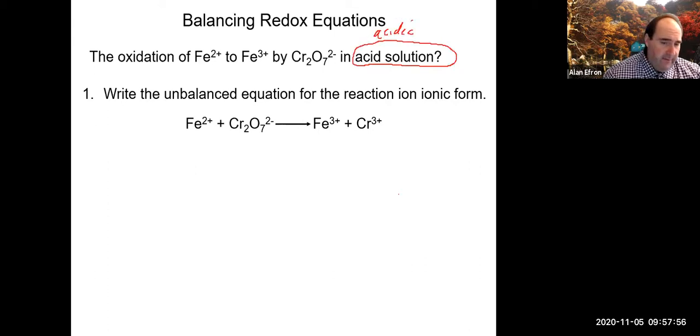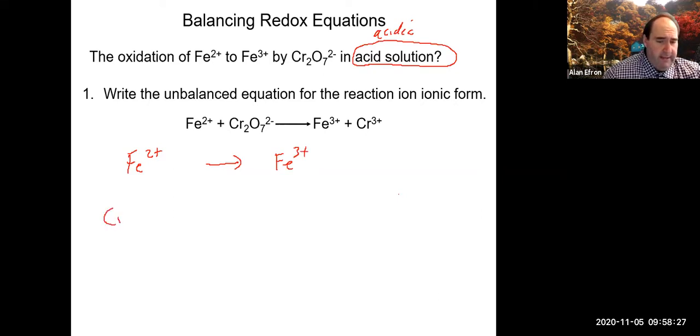So really the first thing you want to do, when you have the unbalanced equation here, is split it off into its half reactions. The easiest way to do that is to take the two things that look related to each other. Clearly we have an iron with a +2 charge, and an iron with a +3 charge. Those two are clearly related to each other.